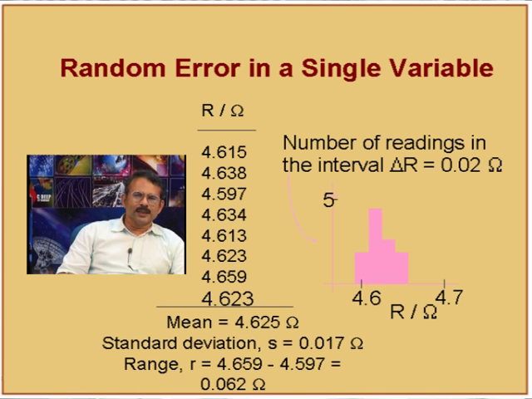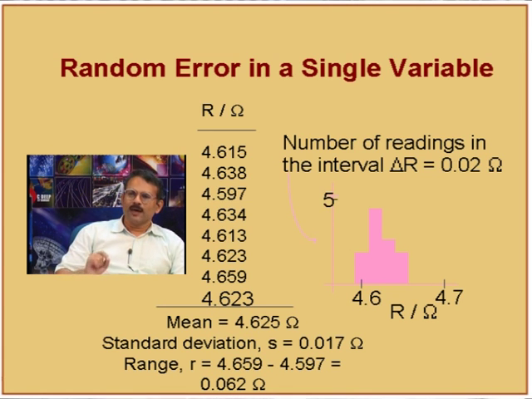Now another parameter associated with this set of readings is the range, which is the difference between the maximum value and the minimum value. So in this case it is 4.659 minus 4.597, which is equal to 0.062 ohms. Now let us see how the standard deviation and the range, these can be used to specify the error in the average value. Okay, error in the average value. So when you report your result after doing these 8 experiments, you are going to report the result as 4.625 ohms plus or minus an error.